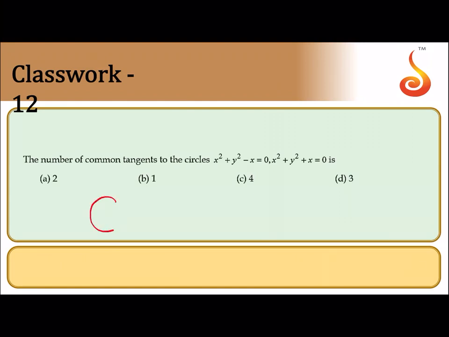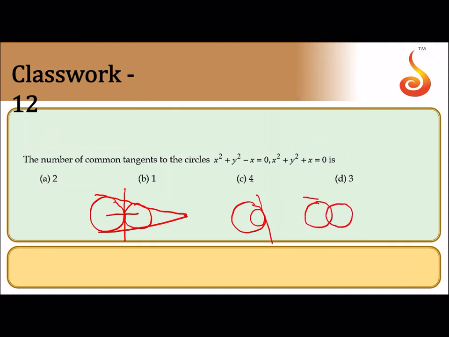Now, the number of common tangents possible. Again, the concept comes here. If they're touching externally, 3 tangents are possible. Touching internally, only 1 tangent is possible. If it is intersecting, only 2 tangents are possible. If they are not at all touching each other, then 4 tangents are possible.